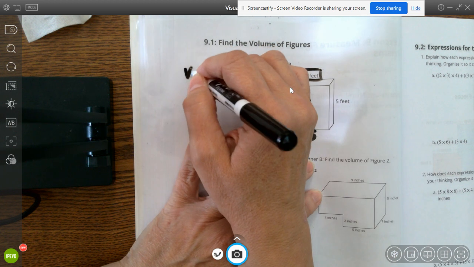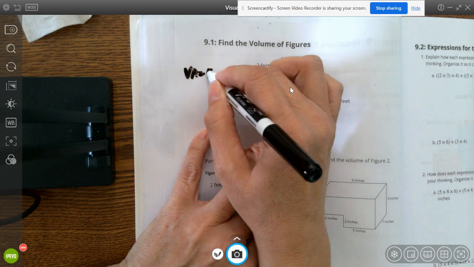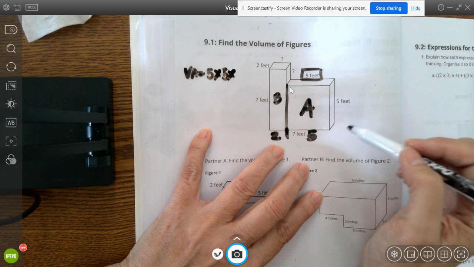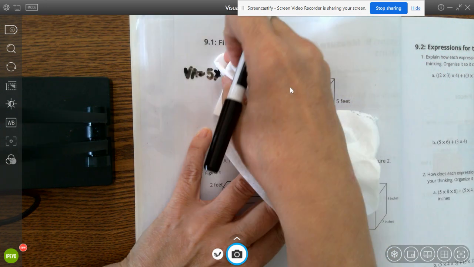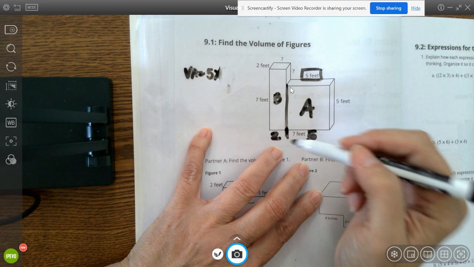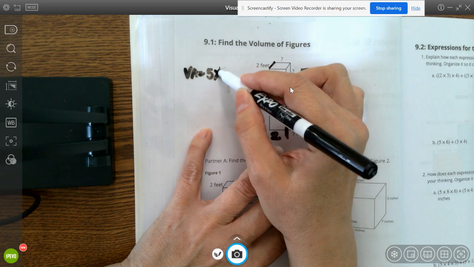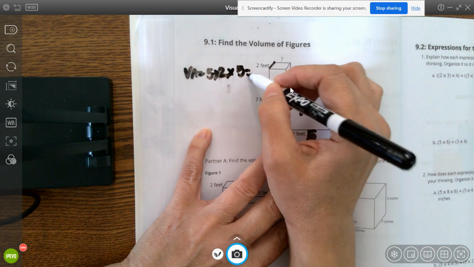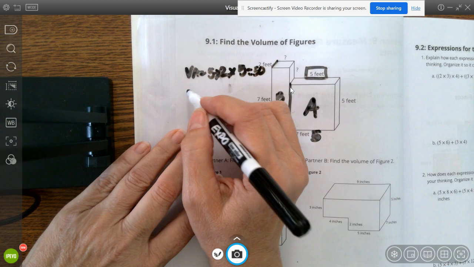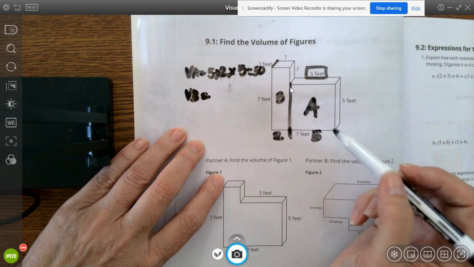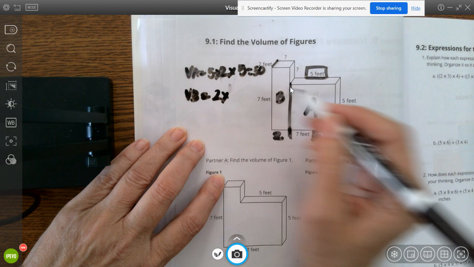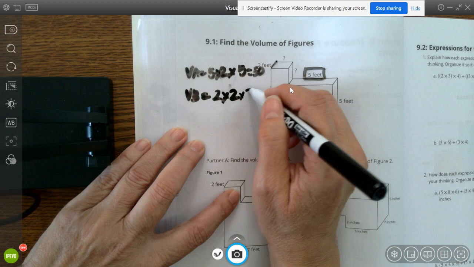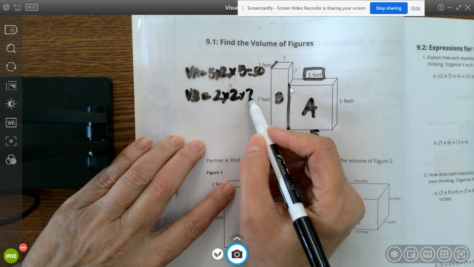So my volume of A equals 5 for the across times 5 up. I did up instead of diagonal. Hold on. I always do diagonal. So 5 times 2 times 5 up. And 5 times 2 is 10 times 5 equals 50. Now let's do the volume of B on this figure. I know it's 2 across, it is 2 back, and it is 7 total up. 7 times 2 is 14, is 28.